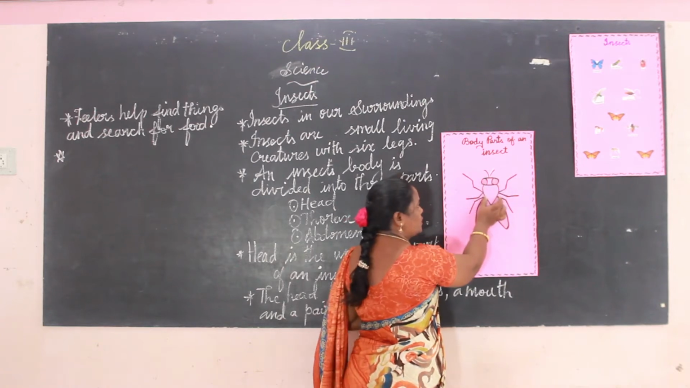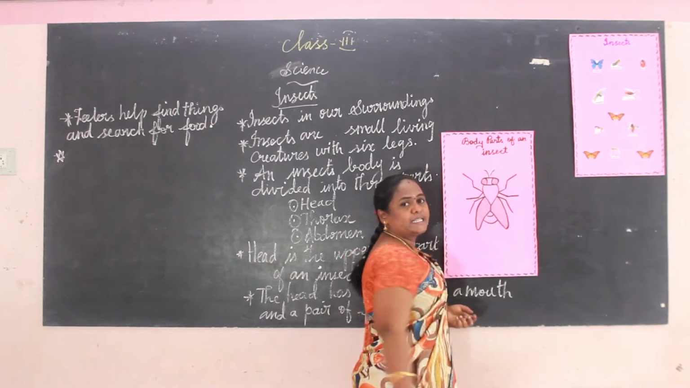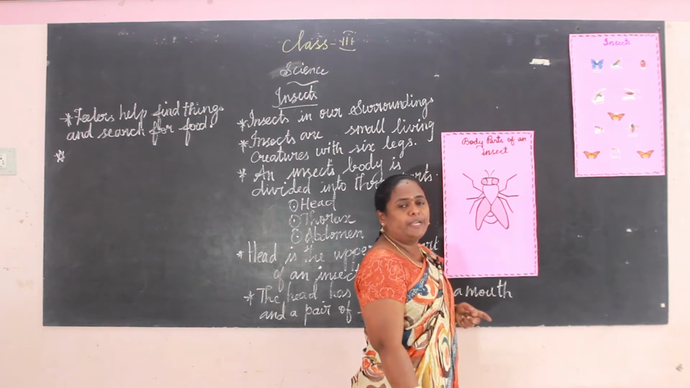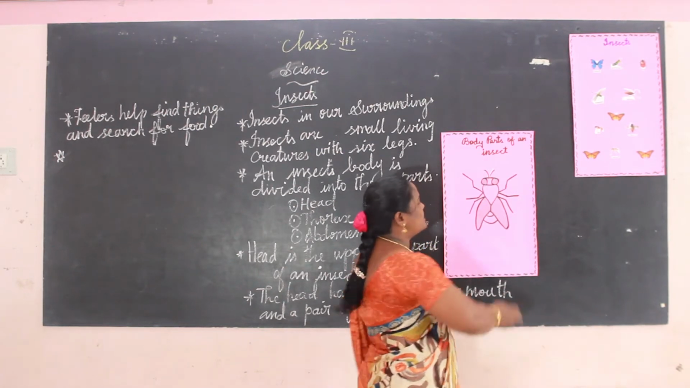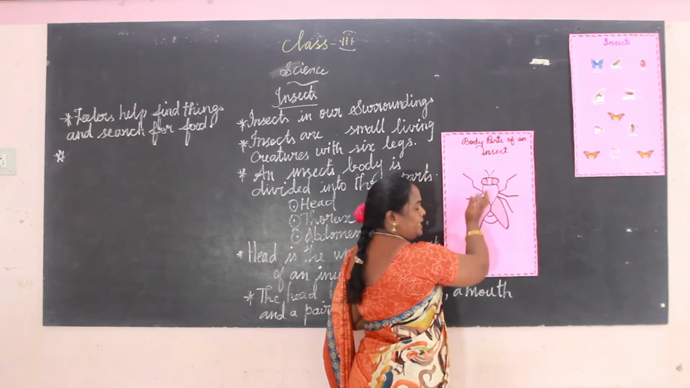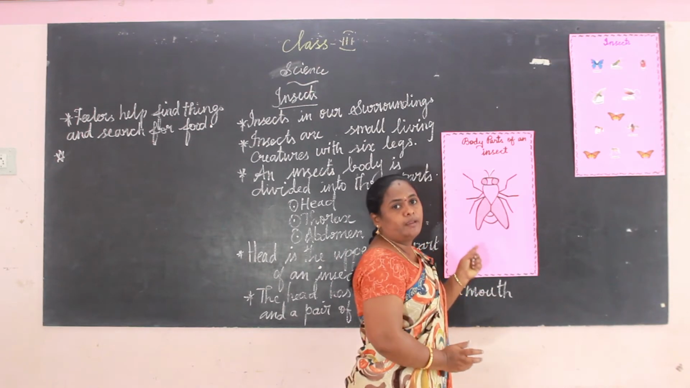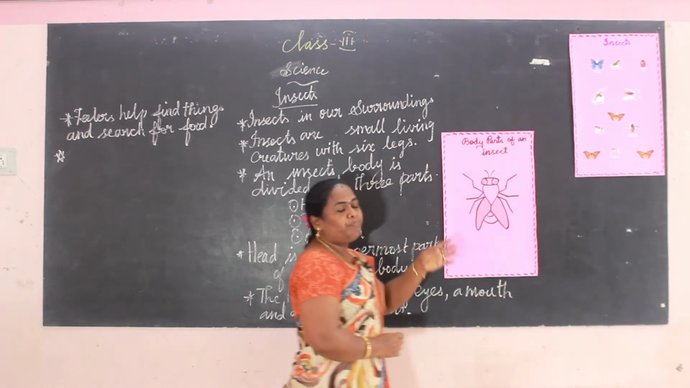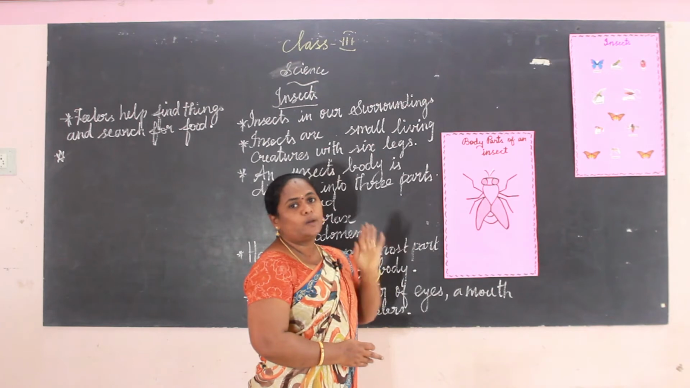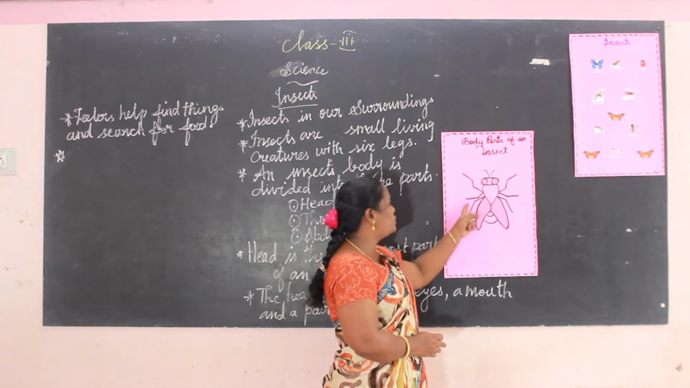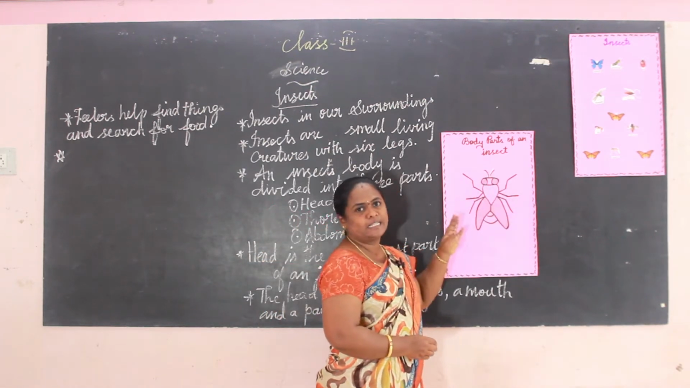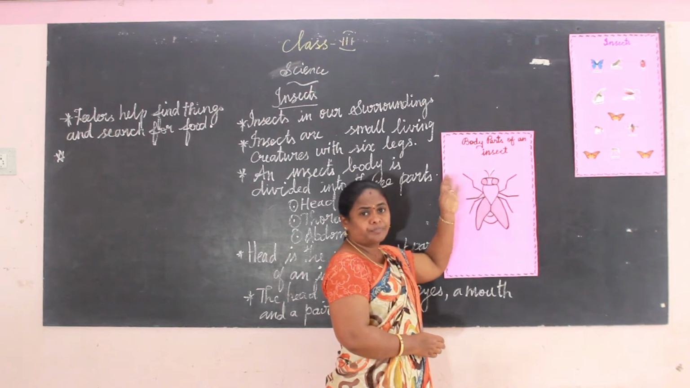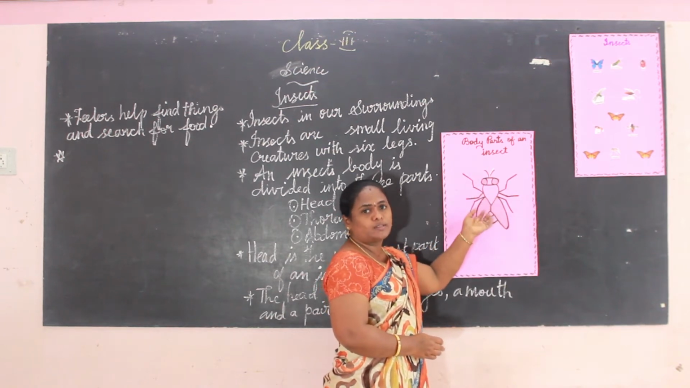So this is the thorax. The middle part of an insect is the thorax, and the wings and legs are present in this spot. Most of the insects have 6 legs. 1, 2, 3, so these are the 6 legs. The thorax is present below the head.